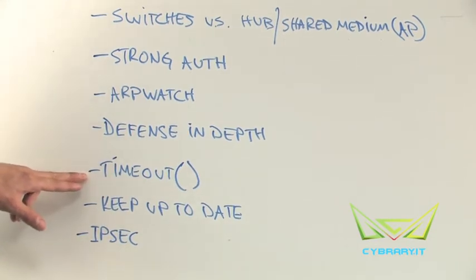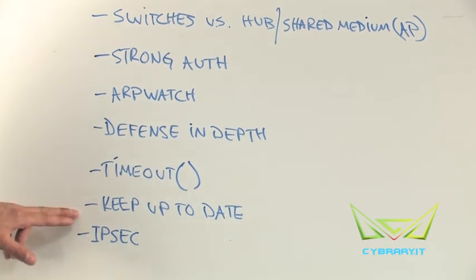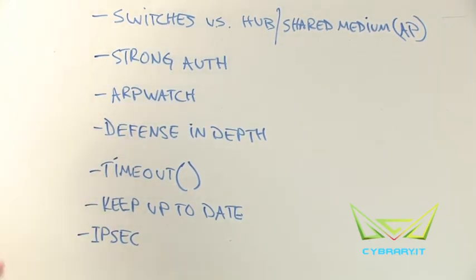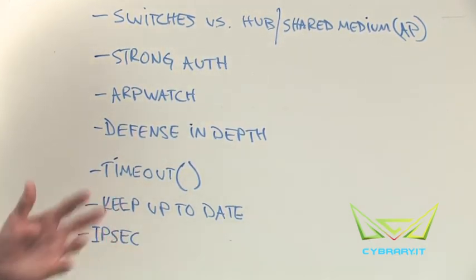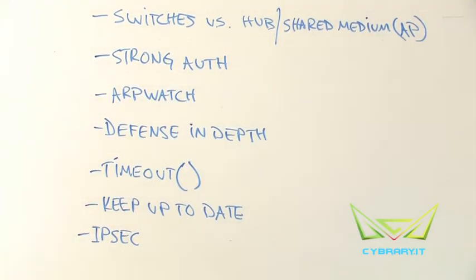Also, use timeout features or log out or log off features. Keep your software up to date. That always goes with best practices. Make sure that you're on the latest and greatest. That way you naturally reduce your surface area of attack. And then we'll follow up with encryption at the network layer.